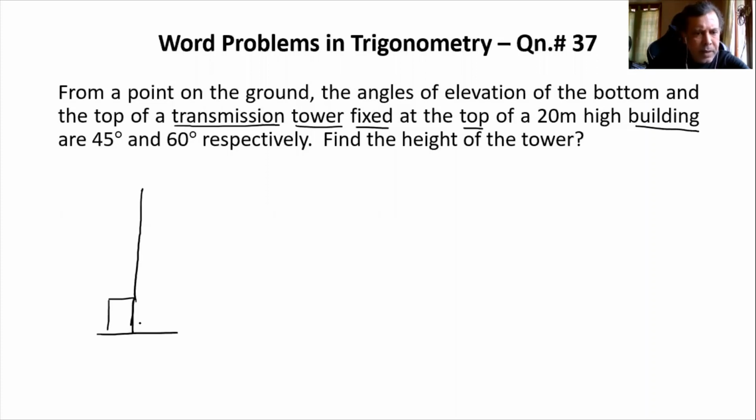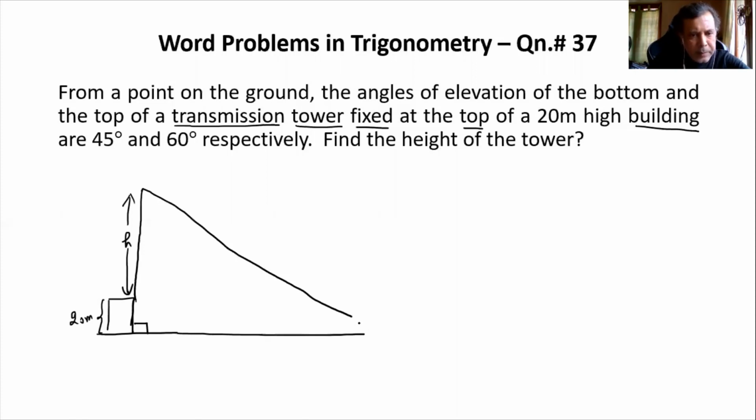Let us say this is our 90 degrees vertical. This is the building, and the building's height they gave as 20 meters. This is 20 meters. The tower's height is what we are supposed to find. Let me call that h. This is what we are supposed to find. Then let me draw a hypotenuse.